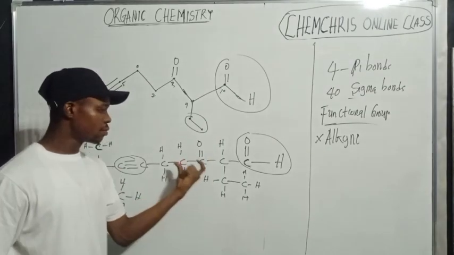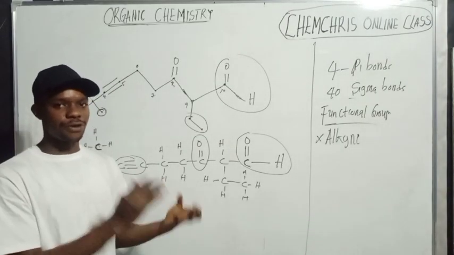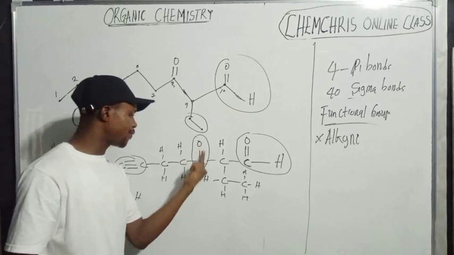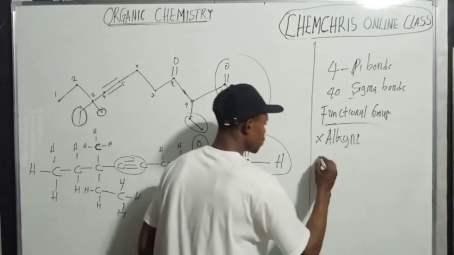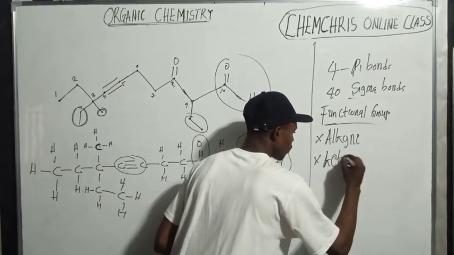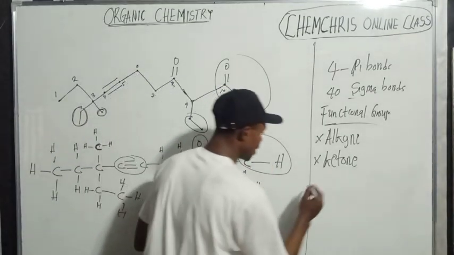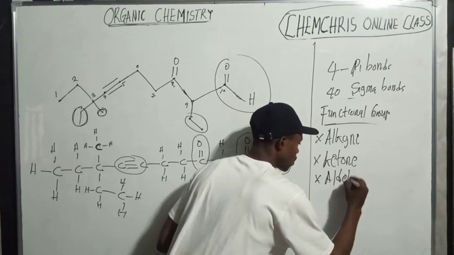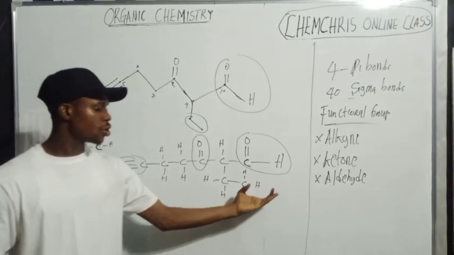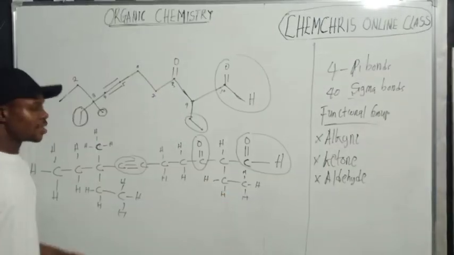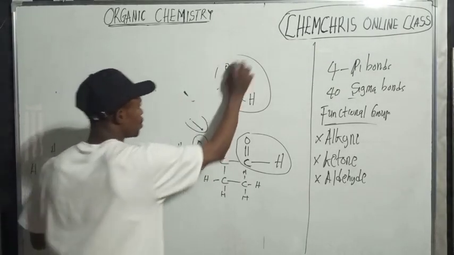Now, here is a ketone. This one here is a ketone functional group. Ketone and aldehyde have the same carbonyl functional group, but this carbonyl carbon is in between 2 carbon atoms here, so it's called a ketone functional group. This other one is an aldehyde functional group. So these are the functional groups identified. Now the next thing we want to do is convert to a condensed formula. How do you convert to a condensed formula?